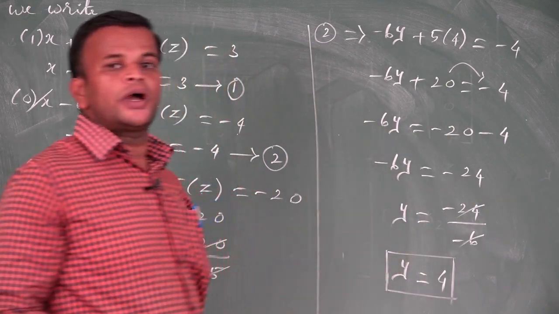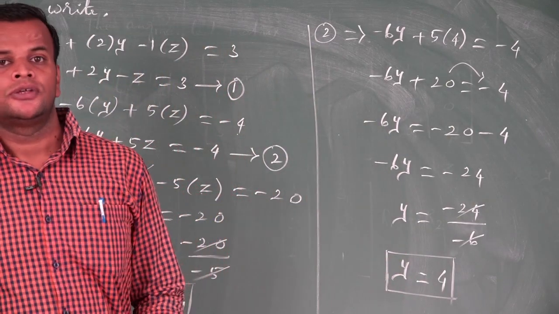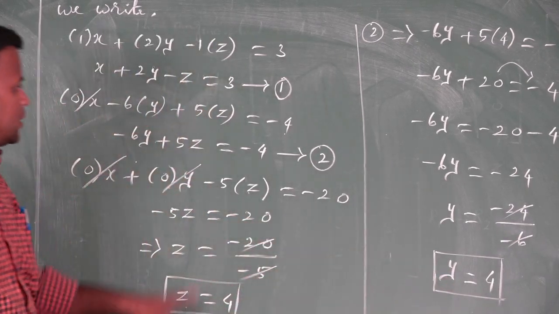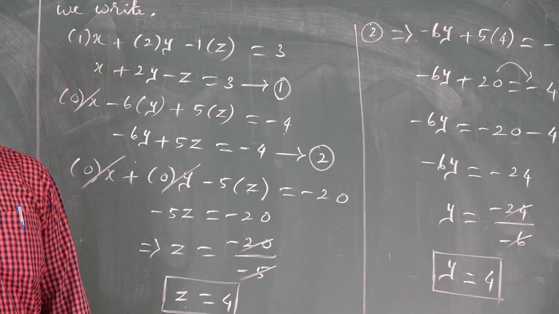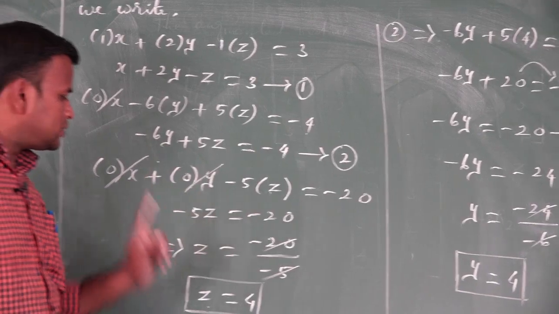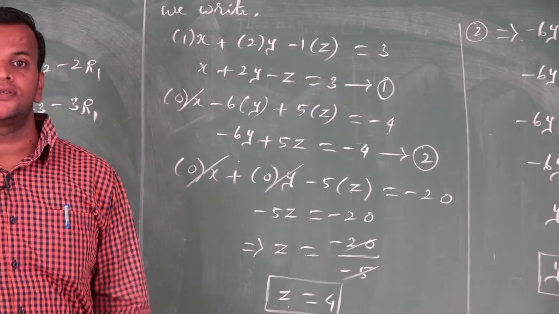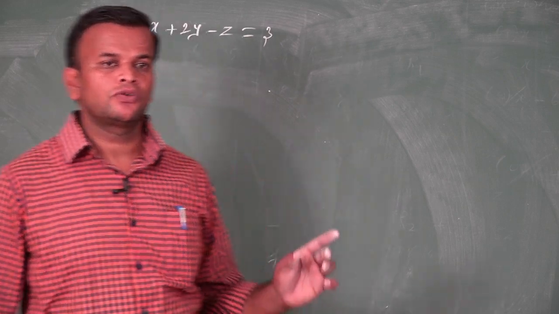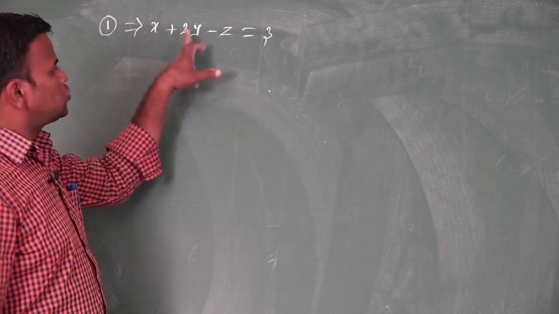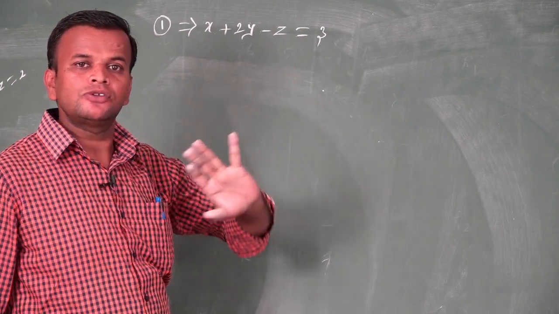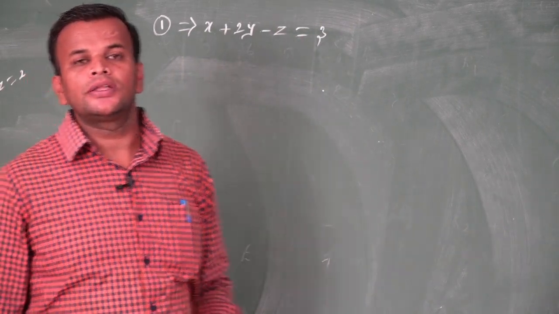The next step is to find the value of x also. So now we use the value of y and z in equation 1. To substitute the value of y and z in equation 1, we automatically find the value of x. The equation 1 is x plus 2y minus z is equal to 3. So in this equation, we substitute the known values. What are the known values?